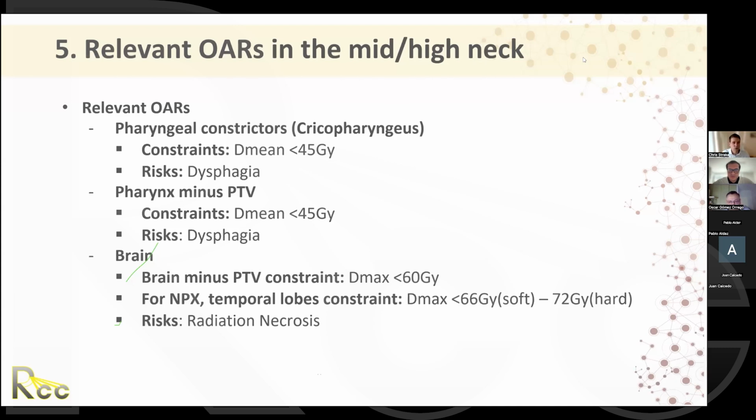And so there are several structures that we're thinking about in the upper neck. So there's those pharyngeal constrictor muscles. Those are at the midline, so those are going to be basically tracking along the midline, and I can show a picture of this in a minute, between those level 7A, so those retropharyngeal lymph nodes. Between those is the pharyngeal constrictors, and then also the pharynx itself. To the degree that you can push dose out of these structures when appropriate, that will help with acute and long-term dysphagia.